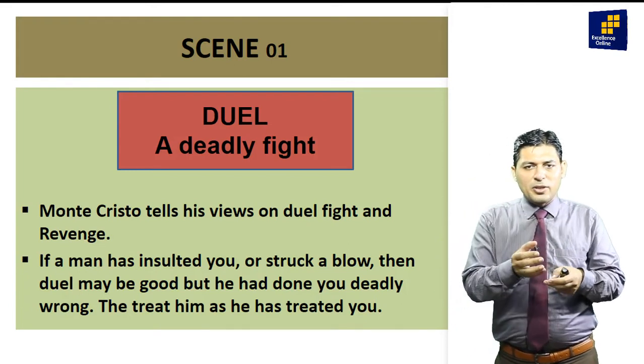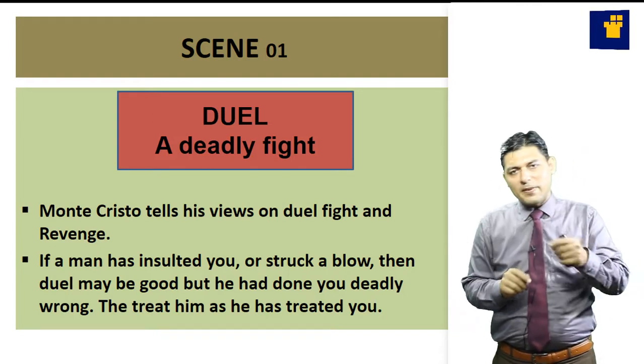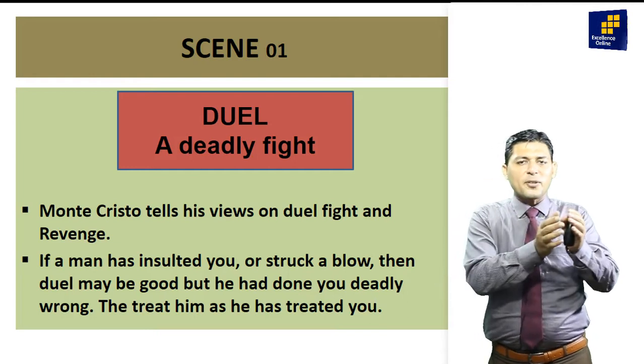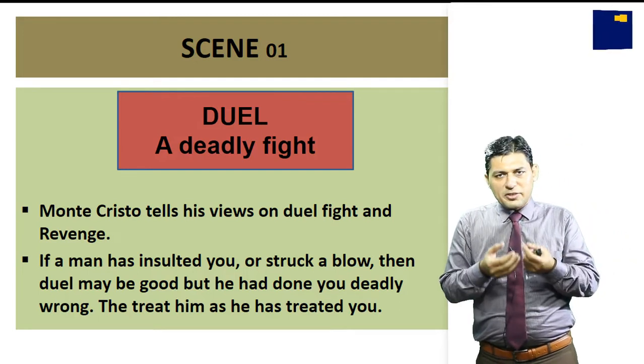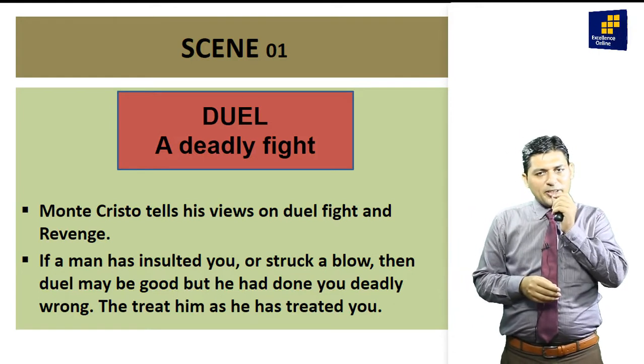The Count of Monte Cristo knows well that the person who will be challenged will be him, and Albert is not strong enough. He could not fight with me. So he tells his views regarding revenge and duel.